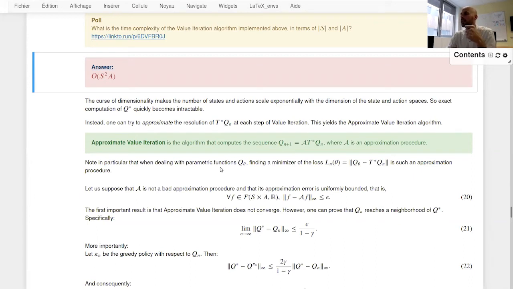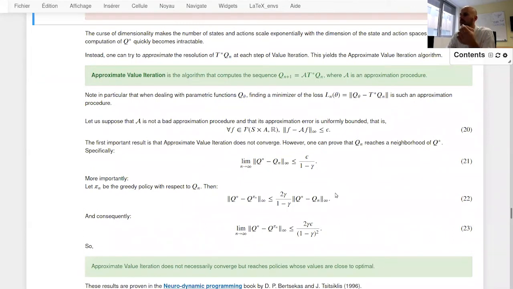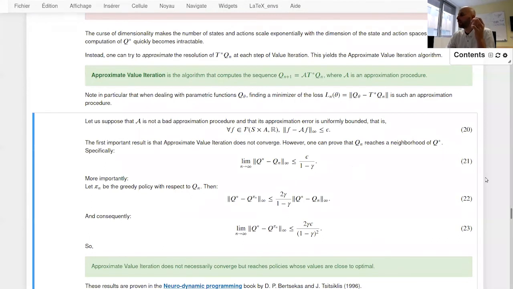Let's suppose that A in general, as an approximation procedure, is not a bad approximation procedure and that its approximation error is uniformly bounded. That is, for all functions that we want to approximate in the SA to R space, the difference between the function and its approximated version in supremum norm is smaller than epsilon. And the first very important result is that approximate value iteration does not converge. So in general, when you will be using reinforcement learning algorithms in real life and say, hey, I've converged to this policy, actually, mathematically speaking, this is not true.